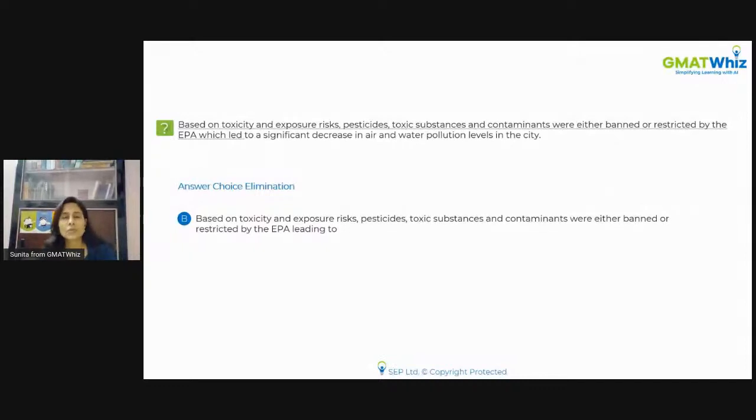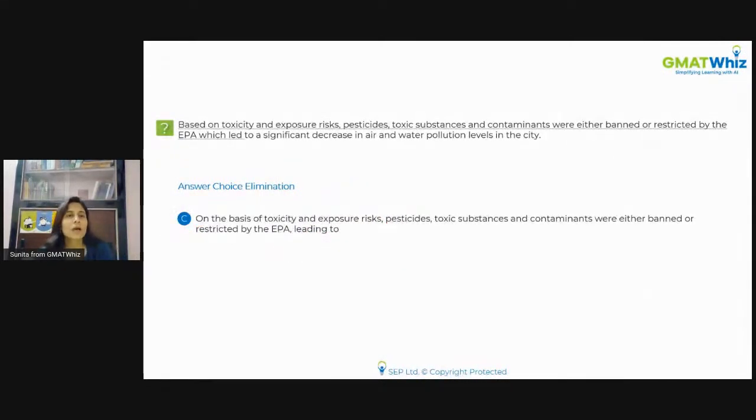B, some of you did choose this, so let's see whether it's correct. The error still remains about based. This based is modifying the nearest noun pesticides, but that makes no sense. The pesticides are not based on toxicity. Okay, so this is definitely still incorrect. And here we have ing verbal modifying EPA, which again implies that the EPA is leading to a significant decrease in air and water pollution, which is not the idea. So B is still out.